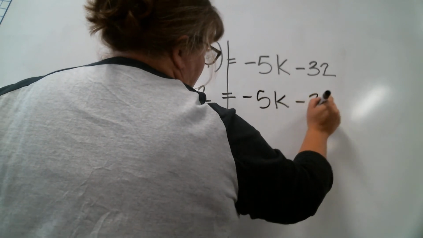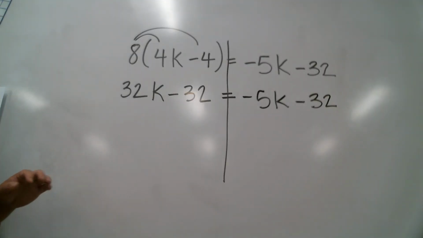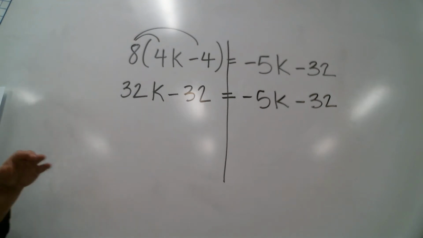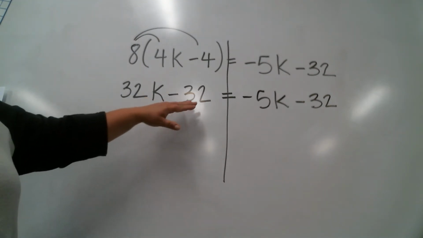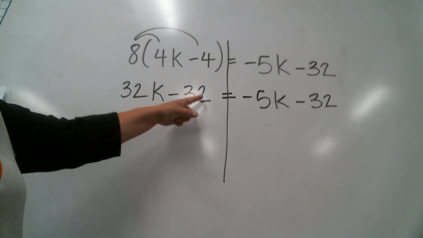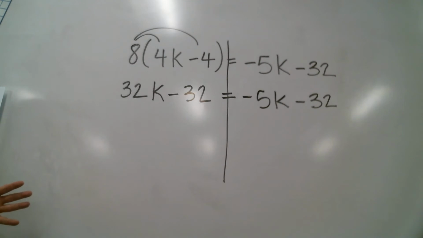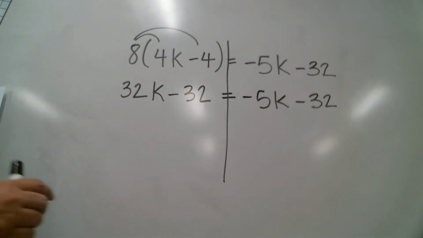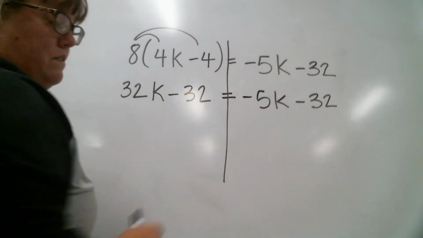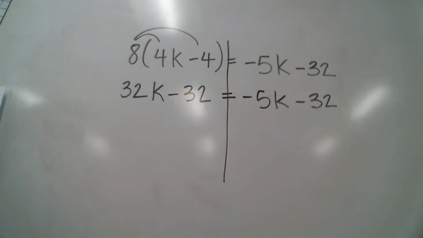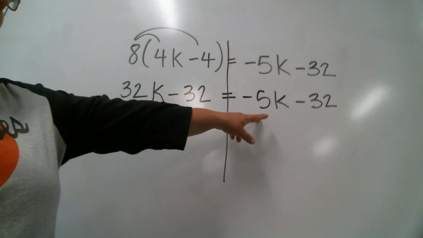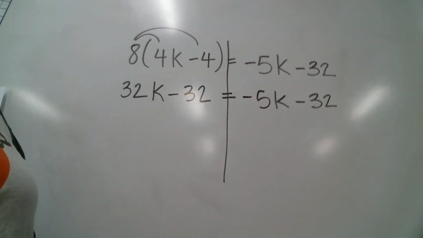-5k minus 32. Okay, and I first need to check, do I have any like terms on the same side together? That's why this line is helpful, because you can see there's no like terms over here and there's no like terms over there. So there's no combining of like terms to take care of. But I do have a variable on both sides. Remember, that was the third thing that we need to take care of. If you have a variable on both sides, you need to move one of them over to the other side. And I'm going to move this -5k over here to be with 32k.